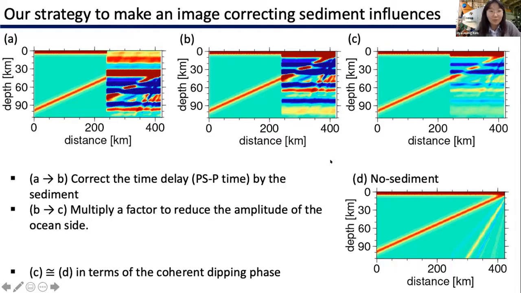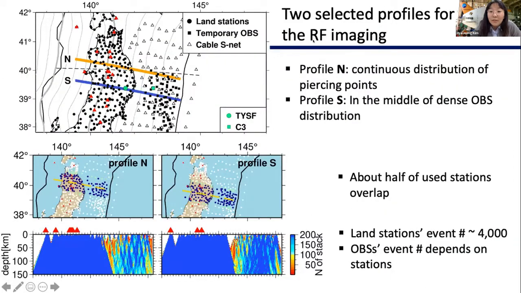This is what we did with the Northeast Japan data. We selected two profiles for receiver function imaging. They have pros and cons. From north to south, there are profiles N and S. For profile N, there is a continuous distribution of piercing points, whereas the number of piercing points is not very large. For profile S, there is a discontinuity in the coverage of piercing points. However, it is in the middle of the densest OBS coverage, which lets us avoid the noisiness of the OBS data to get a better image.